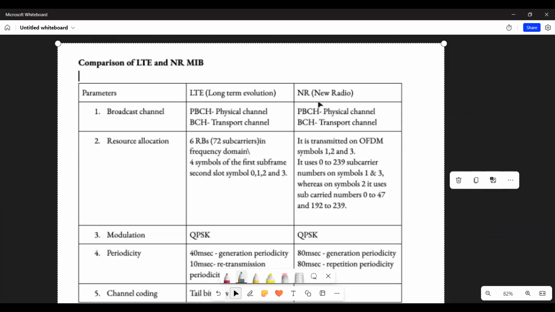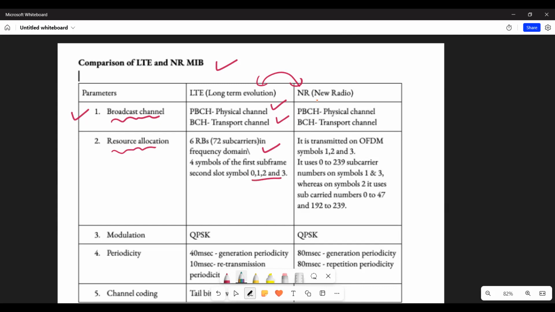So guys, next, if you want to compare the LTE MIB and NR MIB, there are certain points. Very first point is pretty much similar, the broadcast channel. This is PBCH and BCH. PBCH is your physical channel and BCH is your transport channel. This is the same for LTE as well as NR, right? Second point is resource allocation. In LTE, as you have seen, it used 6 RBs, 72 subcarriers in the frequency domain, and 4 symbols of the first subframe, second slot, symbols 0, 1, 2, 3. So this you can refer to for LTE.